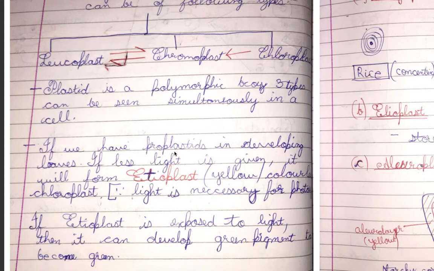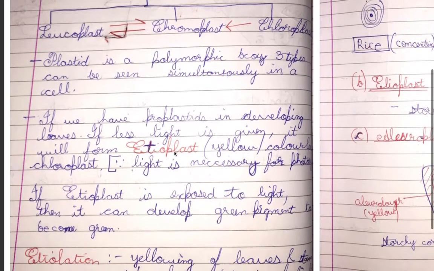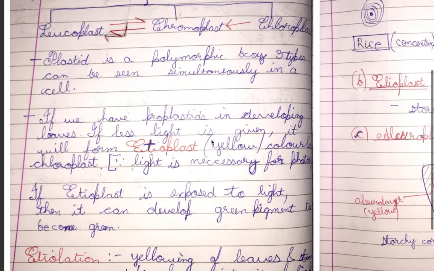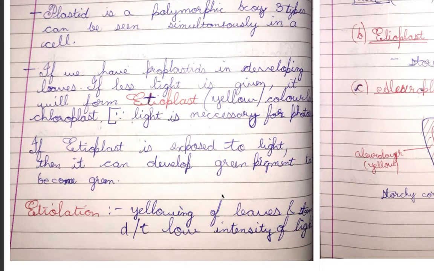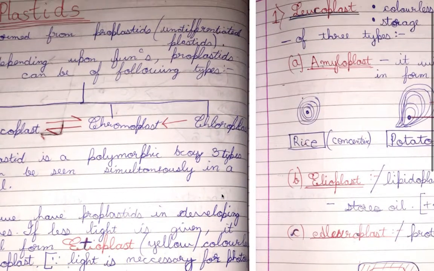If we have proplastids in developing leaves and less light is given, then they will form etioplasts, that is, yellow or colorless chloroplasts. Since light is necessary for photosynthesis, it will change its color to yellow or colorless. Now an etioplast, if exposed to light again, can develop green pigment and become normal like earlier and become green. Etiolation is yellowing of leaves due to low intensity of light.